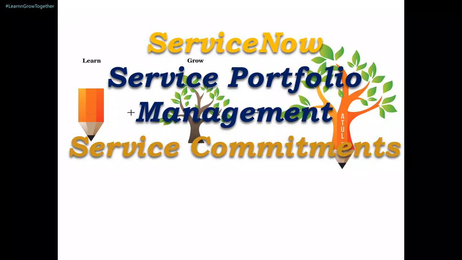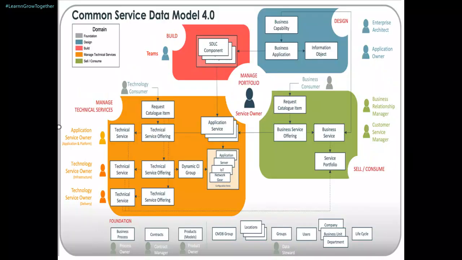I am going to pick up one example where my customer asks how they can get a report of availability. If I am offering a service to my customer, how can I get a report of how much this service is available on a daily, weekly, monthly, and yearly basis? That is the example we are going to cover in the demonstration part. But before that, let's try to understand what service portfolio management is.